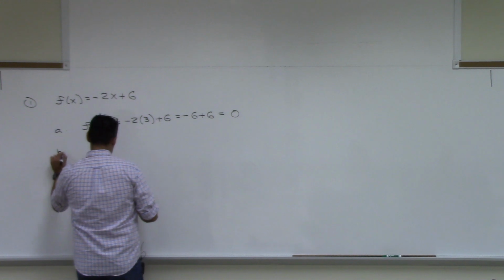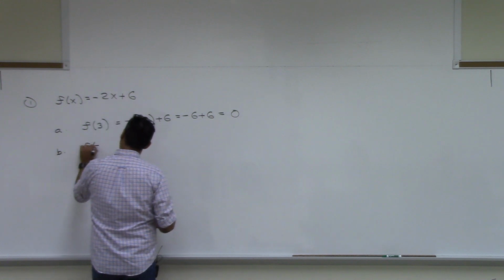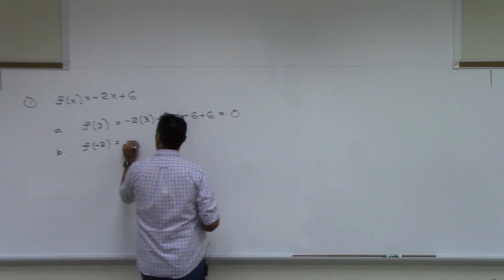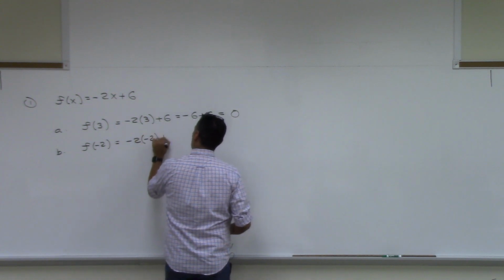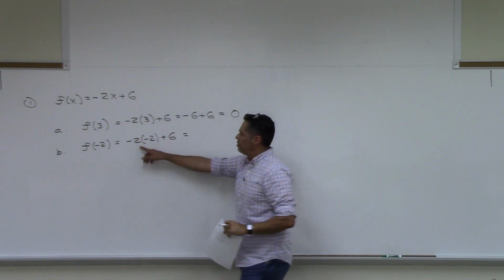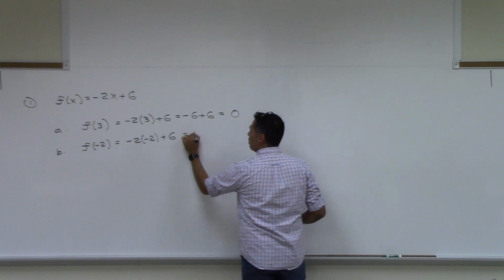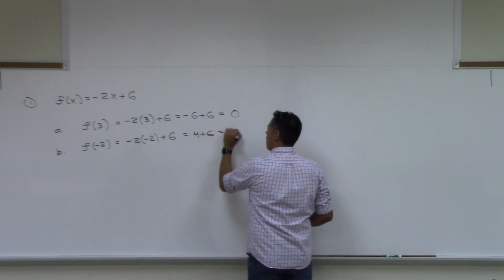All right, now for part B, I say what's f of negative 2? So now you replace the x with negative 2, and now you're multiplying a negative 2 and negative 2 together. That's positive 4. 4 plus 6 is 10.